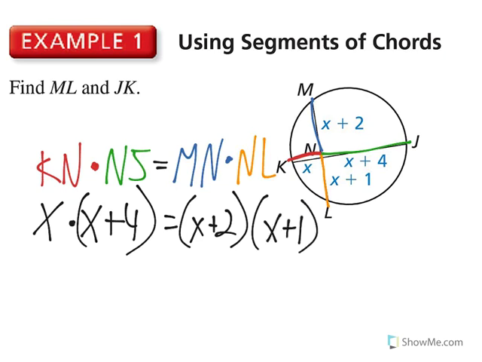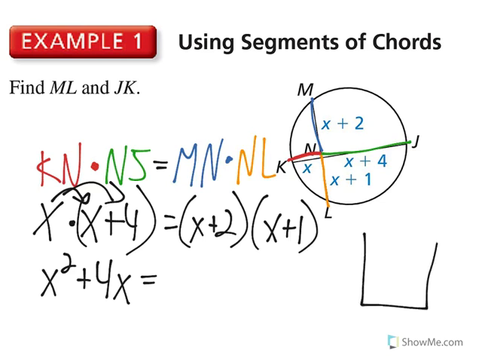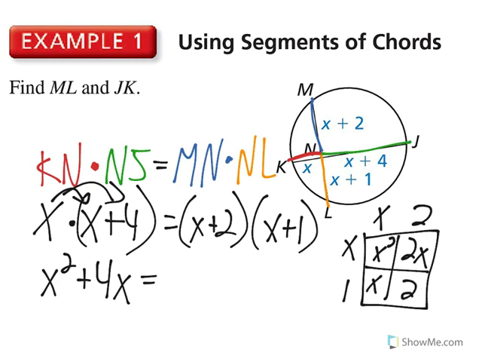So I need to multiply these. Here I'm just going to distribute this X, so I get X squared plus 4X. On my other one, if you want to do box method or if you want to FOIL, that's up to you. But box method would look like this. I would do X squared, 2X, X, and 2. And so I would get X squared plus, if I add these two together, 3X plus 2. And then you're just going to solve.